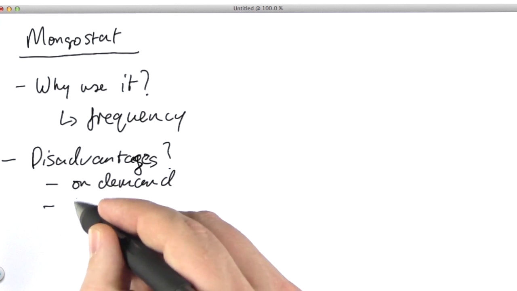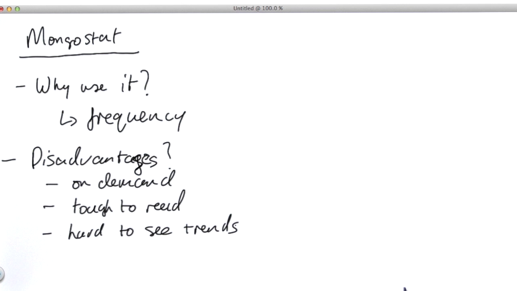Other disadvantages, well, it can be tough to read and it can be hard to see trends over time. So you can think of MMS as the way you would discover issues that are ongoing, things that have been happening historically, and then you'd use mongostat to drill down into those issues, determine with better granularity, because it runs with a sample rate of once per second, exactly what's going on.